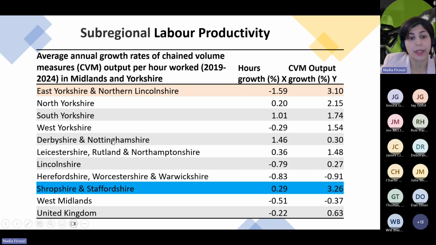And the other one, Shropshire and Staffordshire, with 3.26% growth in output, even though the time for workers increased a little bit, by 0.29%.